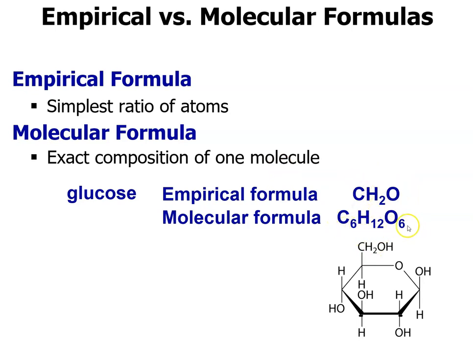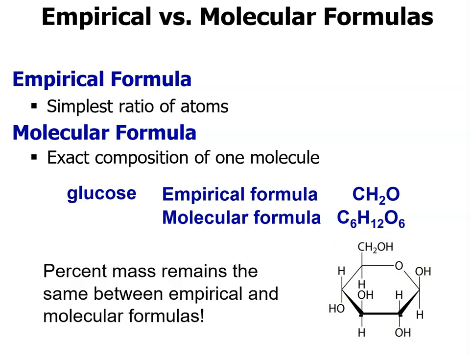Here we divide all of these by 6. So if we divide 6 carbons by 6, we get 1 carbon. 12 by 6, we get 2. Oxygen by 6, we get 1. This is the ratio that's going to show up if we determine the percent composition. So the empirical formula is the most simple formula. The molecular formula is actually the exact actual formula.